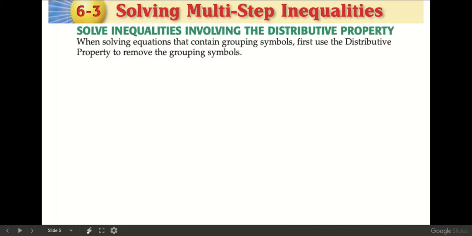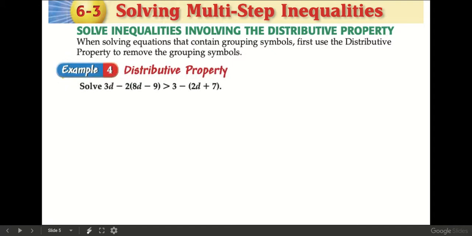Solving inequalities with the distributive property. When solving equations that contain grouping symbols, right, like parentheses, you first use the distributive property to remove the grouping symbols. Well, inequalities are going to probably work the exact same way. So here I have a pretty big problem. 3d minus 2 times quantity 8d minus 9 is greater than 3 minus quantity 2d plus 7, right? So I really need to deal with these parentheses first, these grouping symbols, okay?